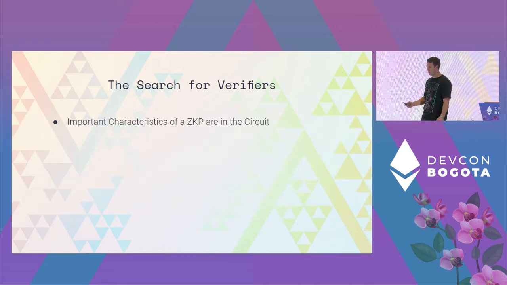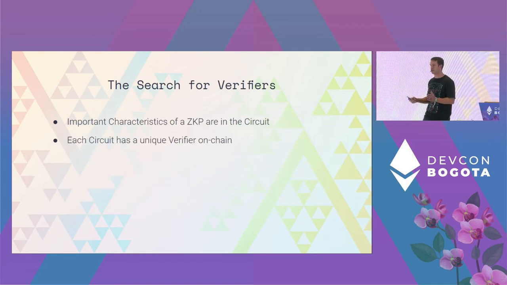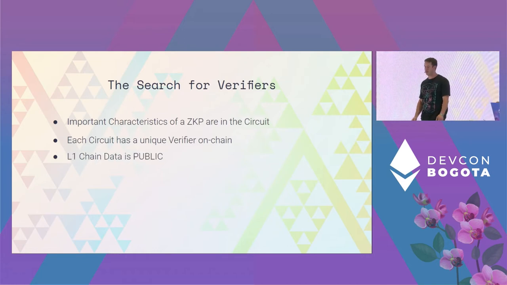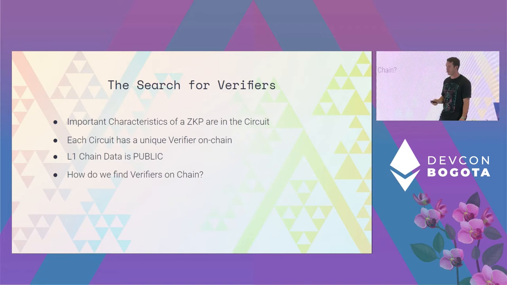Each circuit has a unique verifier on chain. So for each circuit or circuit system, they have their own unique verifier. If you want to know about circuits and you want to use on-chain data, you need to go through the verifier. So going through the verifier, you use the L1 chain data.